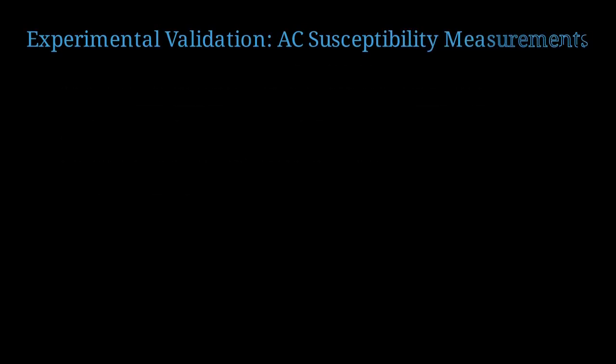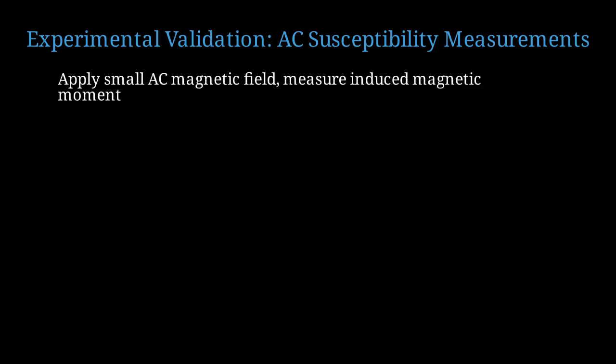Let's discuss how we experimentally validate all of this. One powerful technique is alternating current susceptibility measurements. We apply a small oscillating magnetic field to the sample and measure the induced magnetic moment as a function of temperature. This directly probes the magnetic response.